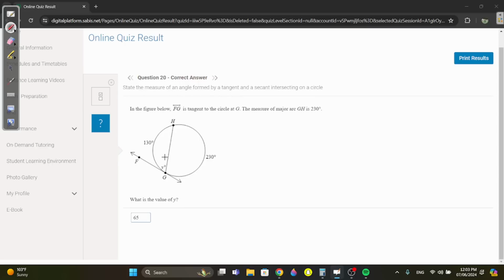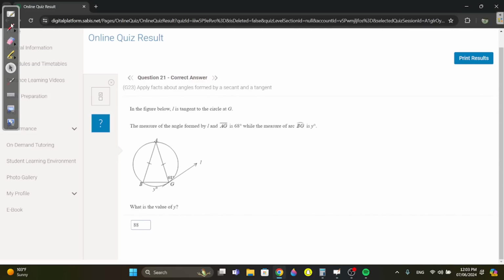What is the value? Look, whenever you have a tangent, the angle is half of the arc it intercepts. What does it intercept? Take a look at the endpoints. These are the endpoints of the angle. Connect them, you get this arc. So it's going to be half of this arc 130, so it's going to be 65.